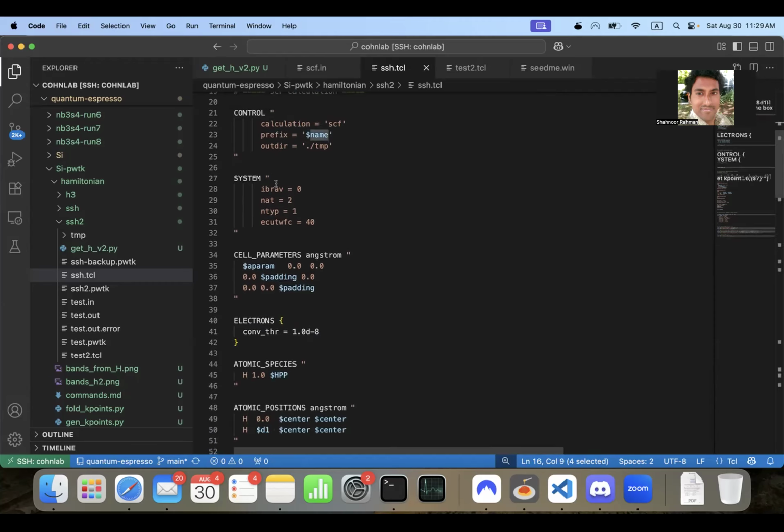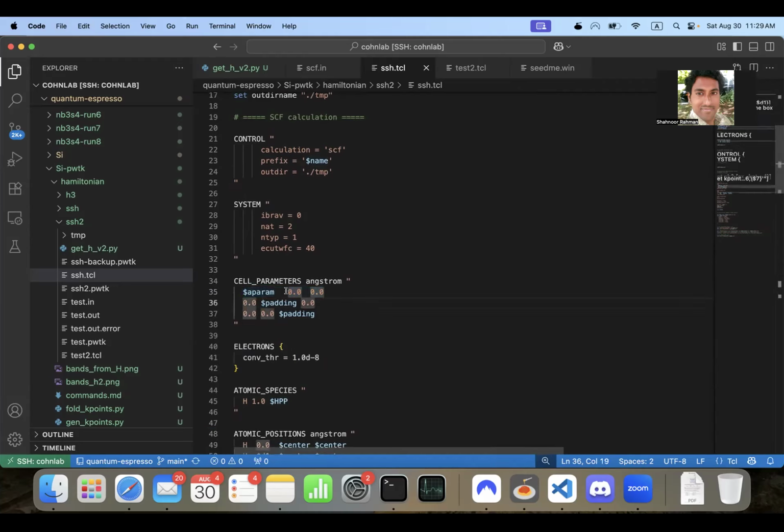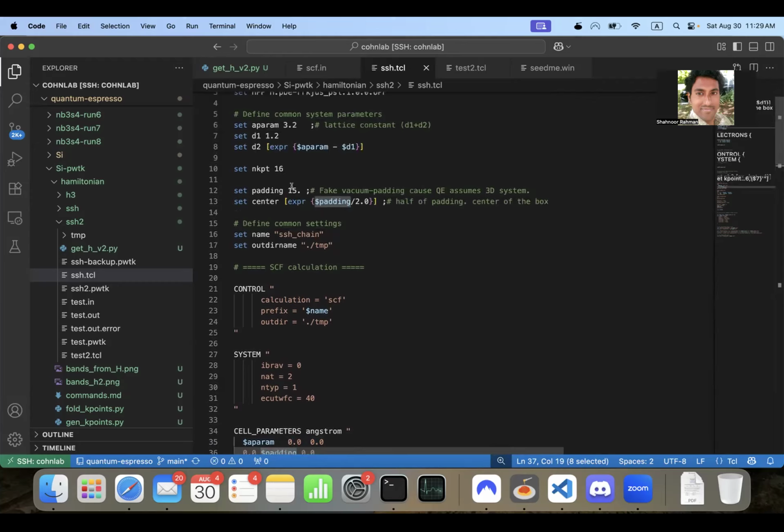Okay, and we set ibrav to 0, and we define the lattice vectors. It's a 1D system. So along X, we have the lattice vector A, right? 3.2 Angstrom, for example, along X. Along Y and Z, there's nothing. And that's why we do some padding there, meaning if they're separated by a large distance along Y and Z, then we can consider them kind of not interacting. Okay, that's why padding is kind of big, 15 compared to 3.2.